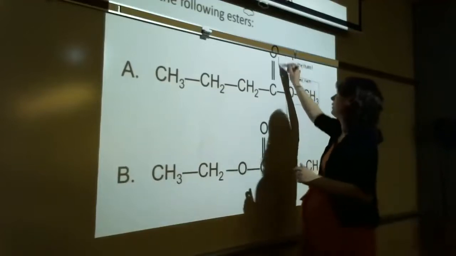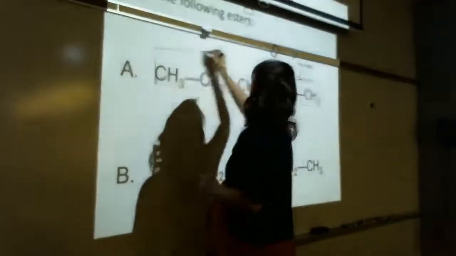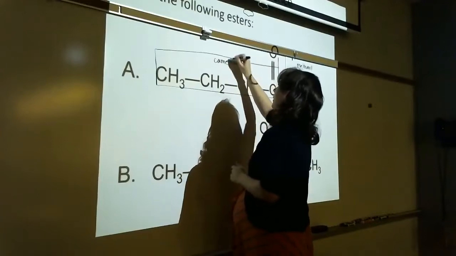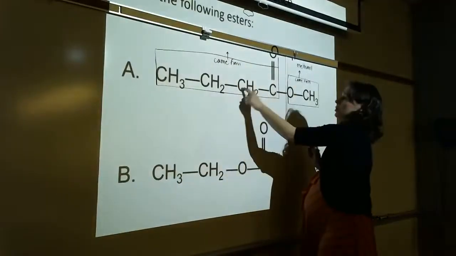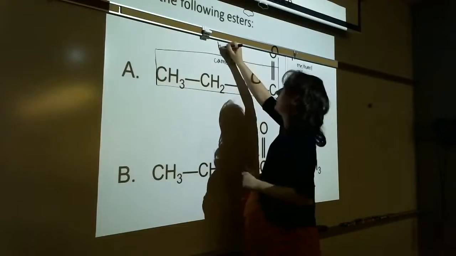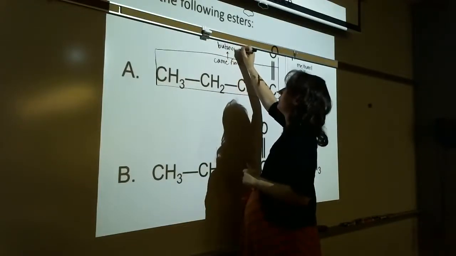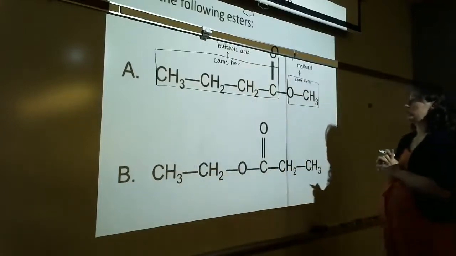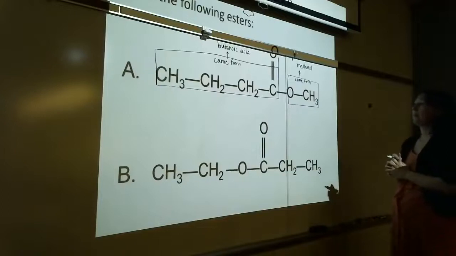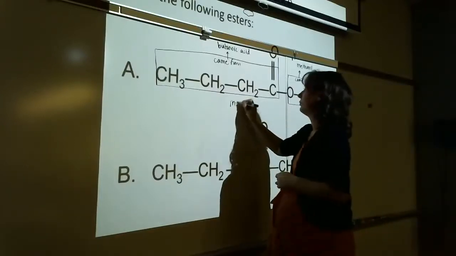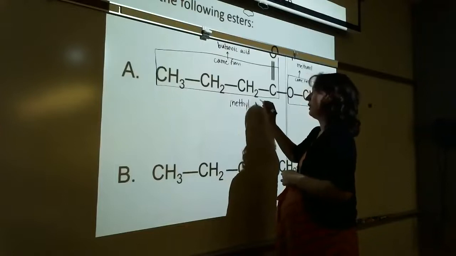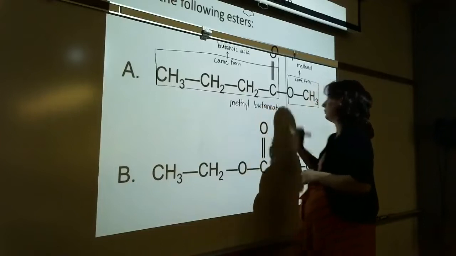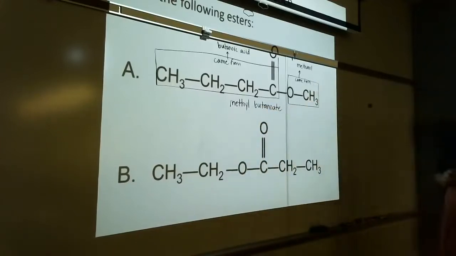And this came from what? 1, 2, 3, 4, right. Butanoic acid. So when you put the two together, what do you get in terms of the name? Methyl. Yes, methyl. Butanoate, yes. All right, let's do the next one.